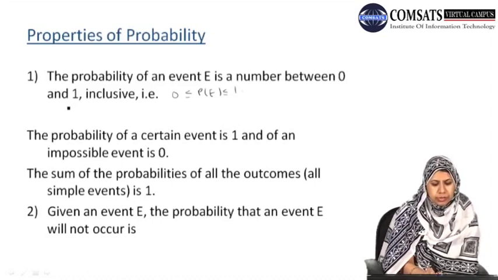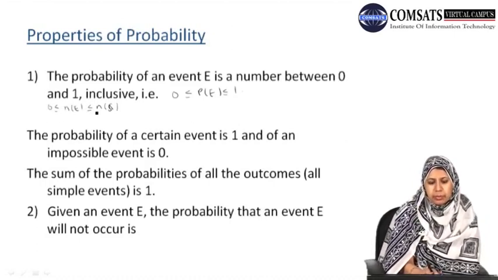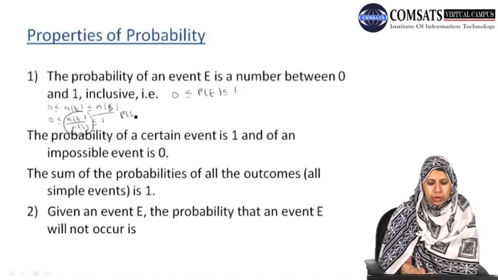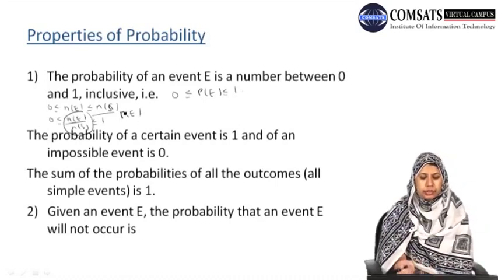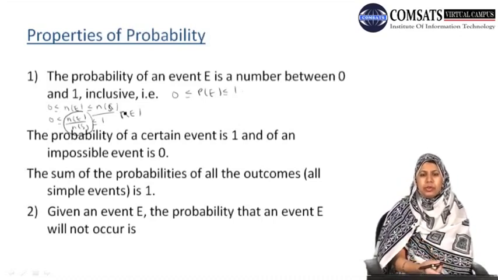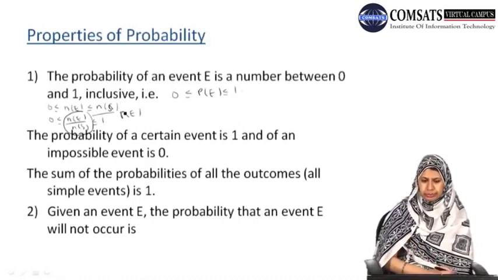Just a quick look. Since we know that the number of elements or the size of an event is always less than or equal to the size of our sample space, and the size can be equal to 0 or greater than 0, then dividing both sides by the size of the sample space, we obtain this, and the term in between is the probability of that particular event. So the probability of any event is a number between 0 and 1, and the probability can be equal to 0, can be equal to 1.